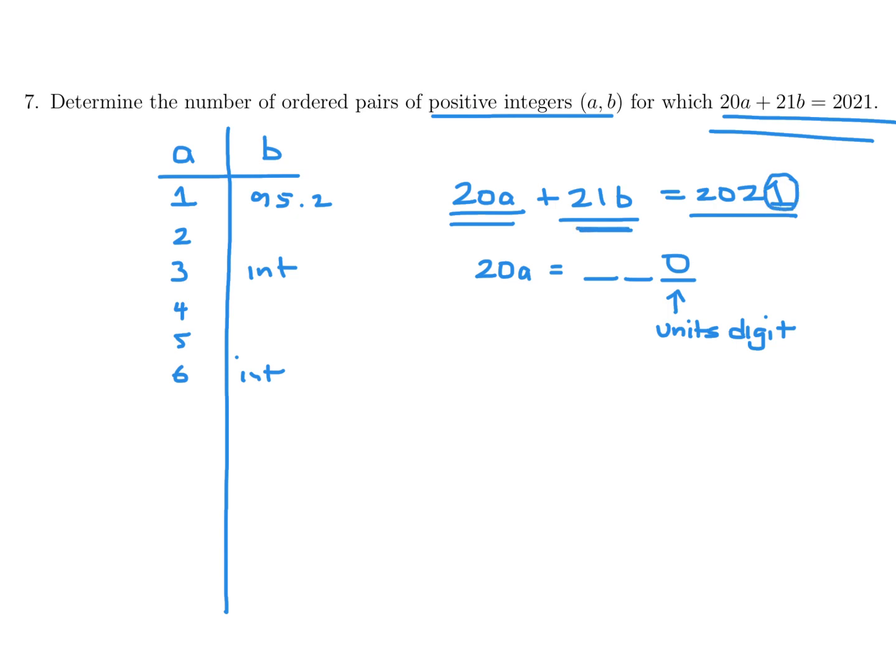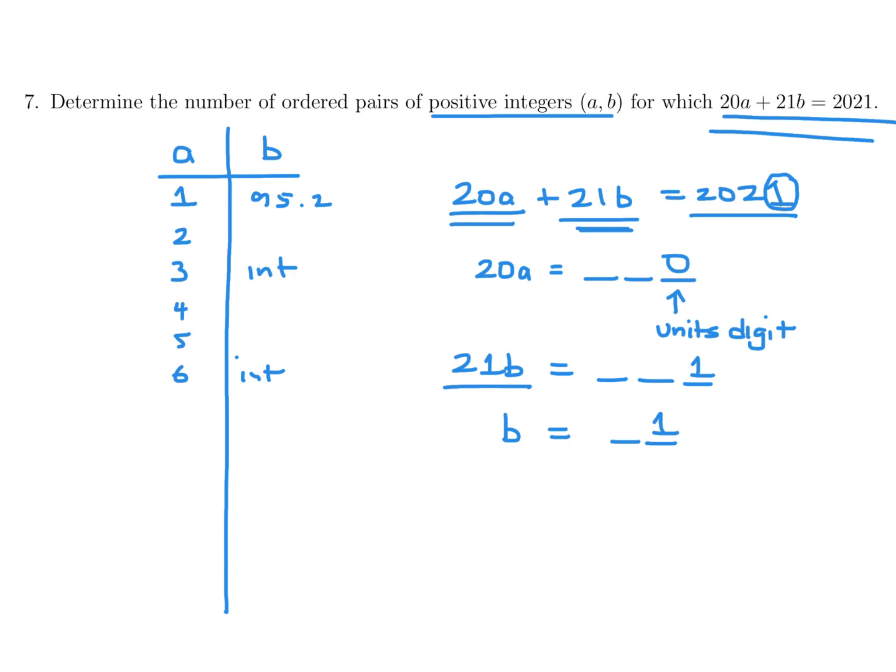So that means this has to have a units digit of 1. So whatever it is, its units digit has to be 1. Okay, so that means that b has to have a units digit of 1, whatever b is. Otherwise, the units digit of 21b would not be 1. It would be something else. It would be 2 or 3 or whatever.